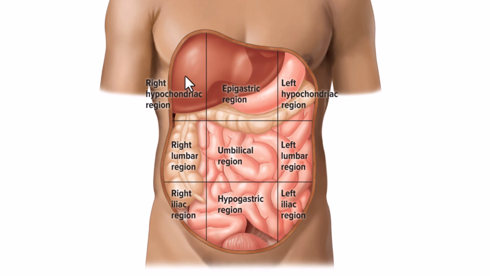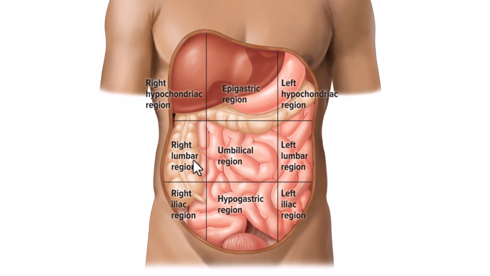So this will go region 1, region 2, region 3. Then for 4, we come back over here. We always go from right to left. And when I say right to left, we're going from the patient's right to the patient's left. Number 4 is the right lumbar region. Then we have the umbilical region. Remember, that's kind of where our main point was for our quadrants. Then we have the left lumbar region.